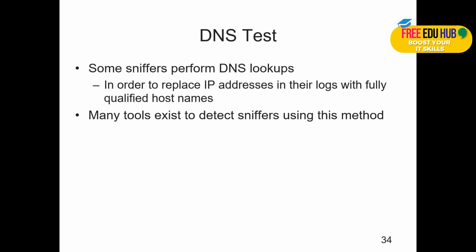DNS test: some sniffers perform DNS lookups in order to replace the IP addresses in their logs with fully qualified host names, or what we call an FQDN. What is an FQDN? FQDN is a fully qualified domain name. For example, if you have an IP, it would have a fully qualified domain name, the host name of the computer itself. So whatever name an IP address has, we call it the host name dot the domain name. If the domain is abc.com and the name of the computer is host, it would be host.abc.com. So that would be the complete domain name of the machine. If you ping either the fully qualified domain name or the IP address, you'll get the same results.